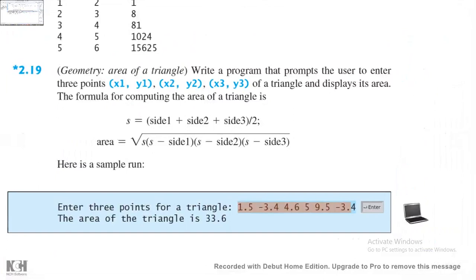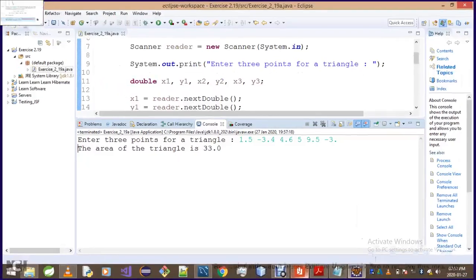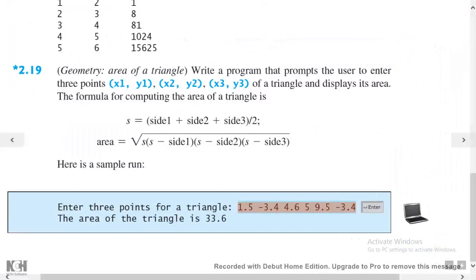33.0. Why am I getting 33? Oh, I excluded this 4 over here. No wonder I had 33. Why can't I copy that 4? Okay. No wonder I got 33.0. That's because I did not copy this 4 here. Now that I did, let's see what I get. I get the exact number I expected, which is 33.3.